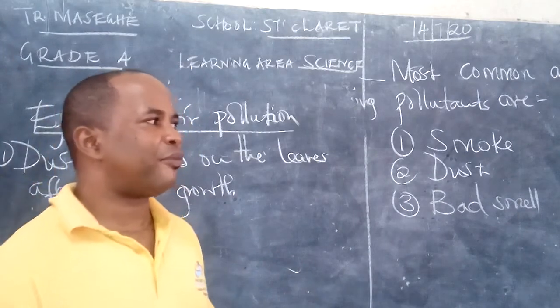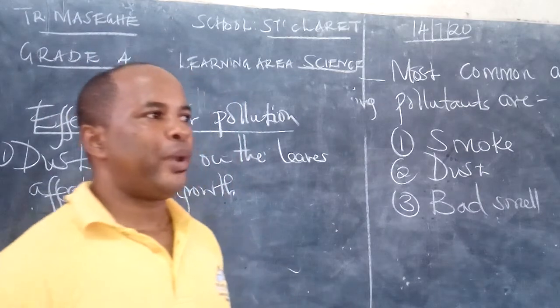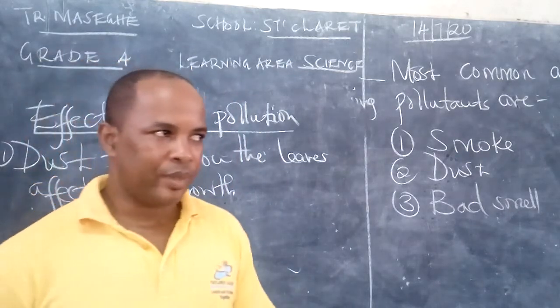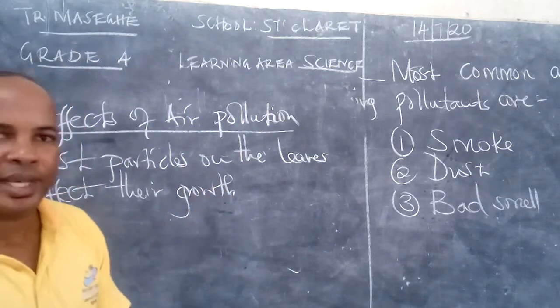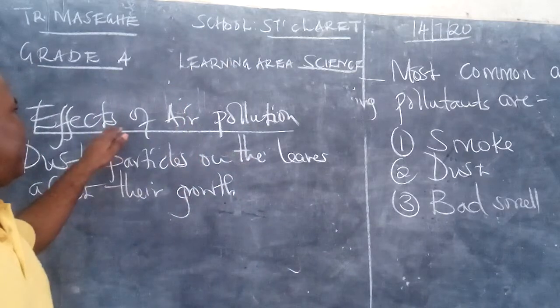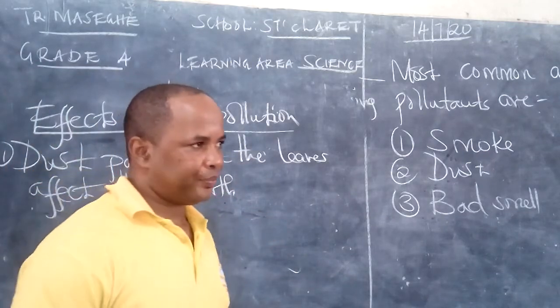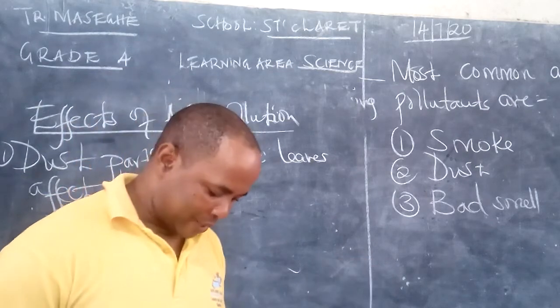The crop that the farmer was expecting to give plenty of yield ends up giving low yield, reducing what the farmer was actually expecting to get. Therefore, the income also goes down. So this is one effect of air pollution. This is to the plants, and it also affects farmers.